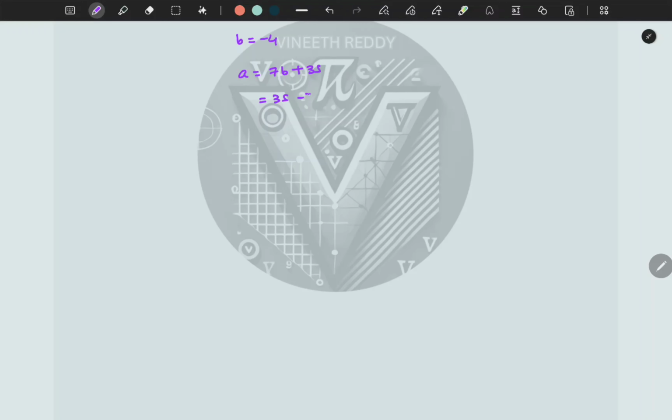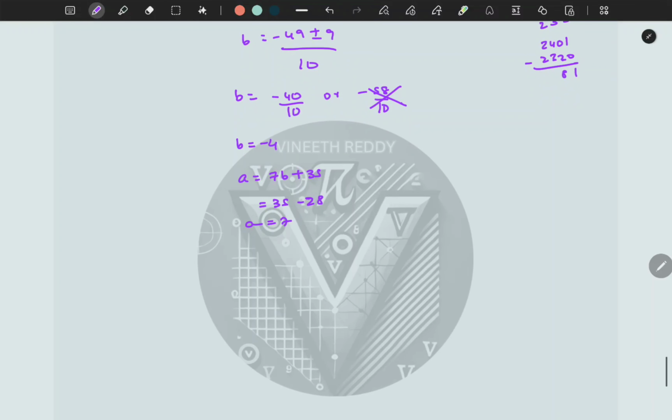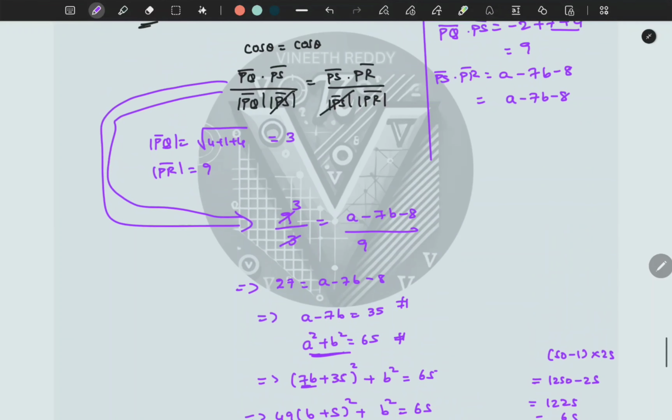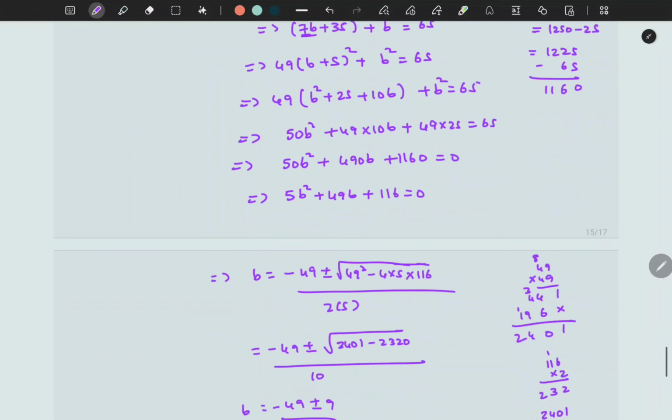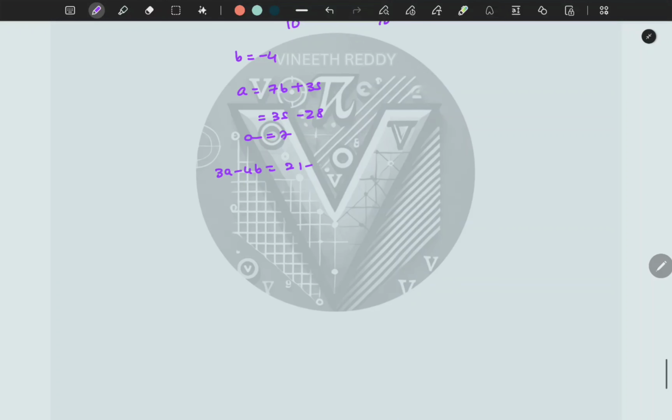So that should be 35 minus 28, which is 7. I think yeah, correct. So a का वैल्यू 7, b का वैल्यू minus 4. अभी मतलब अभी क्या बोलेंगे? 3a minus 4b is equals to 3 into 7 is 21 minus 4 into minus 4 is plus 16. So यहाँ पे निकलेगा 21 plus 16, कितना आएगा भाई?